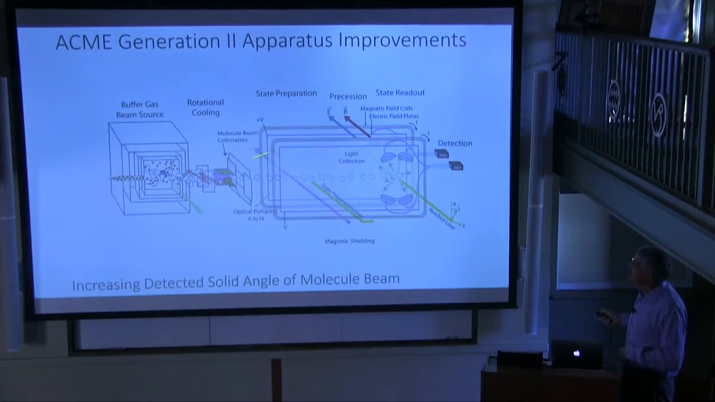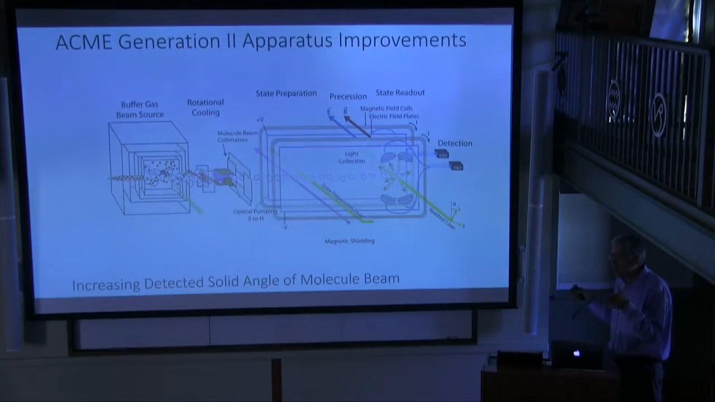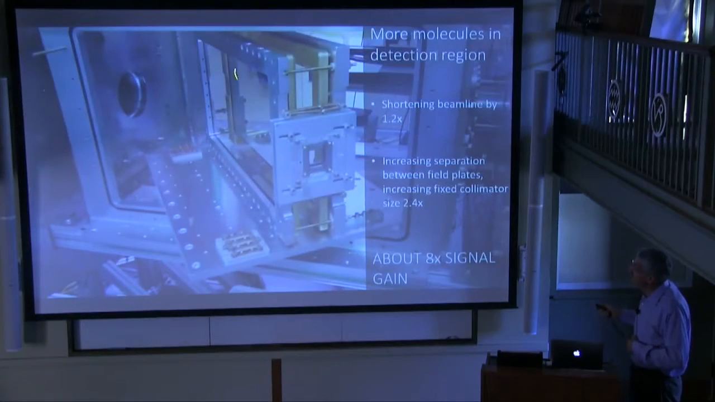So here's one of the improvements we made. We separated the plates wider. The molecular beam comes in between these two transparent electric field plates. We opened the aperture so there's more solid angle going in. We want to keep the ThO off of our field plates, so we have to make the plates further apart, raise the voltages, and improve the collection optics because now we're slightly further away. It has all sorts of consequences, but in the end, this gives us an improved collection. Here are our collimators and our transparent electric field plates, and we gain about a factor of 8 in signal by doing this.